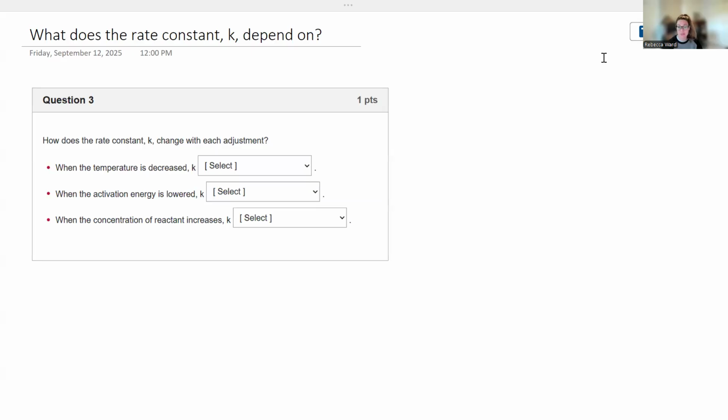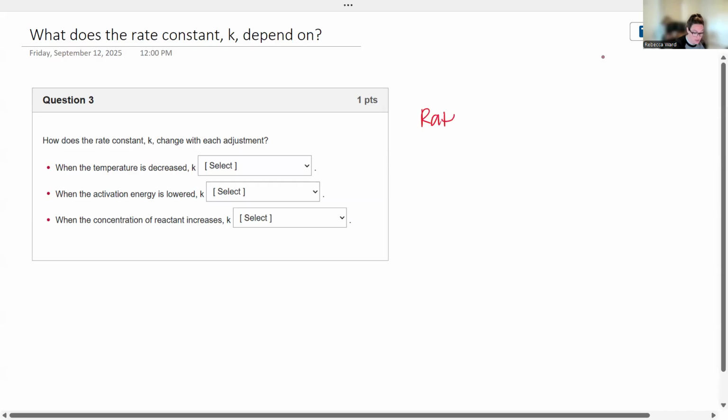All right, we're going to try an exam style question, a conceptual one, asking about how the rate constant changes with changes to your reaction. So basically, what does the rate constant depend on? Let's remind ourselves, let's give ourselves some background on the rate constant.